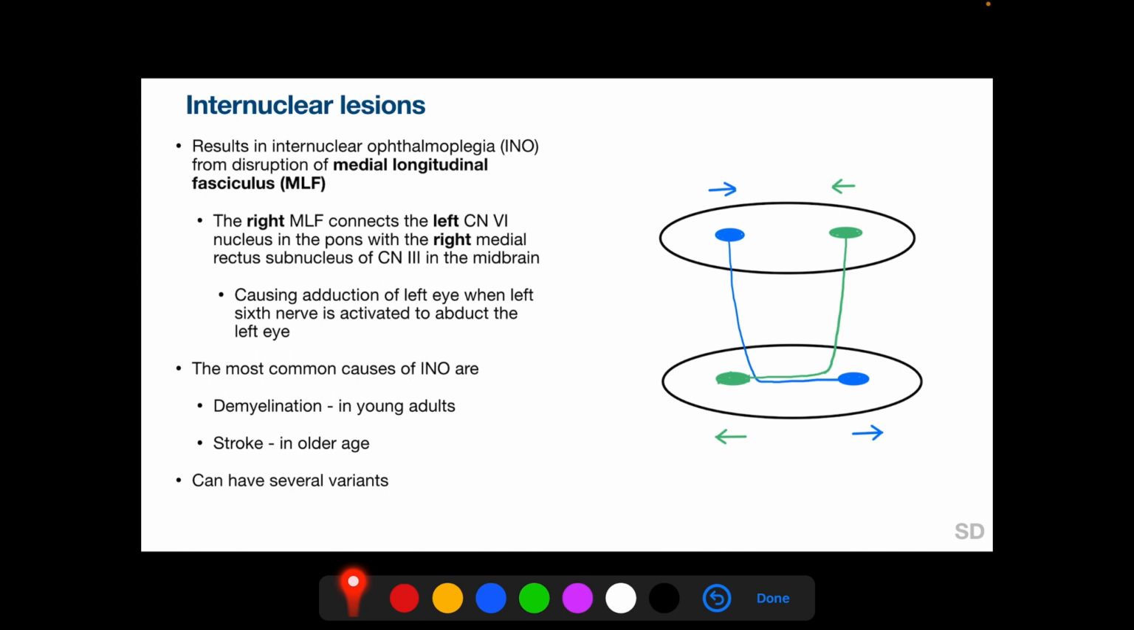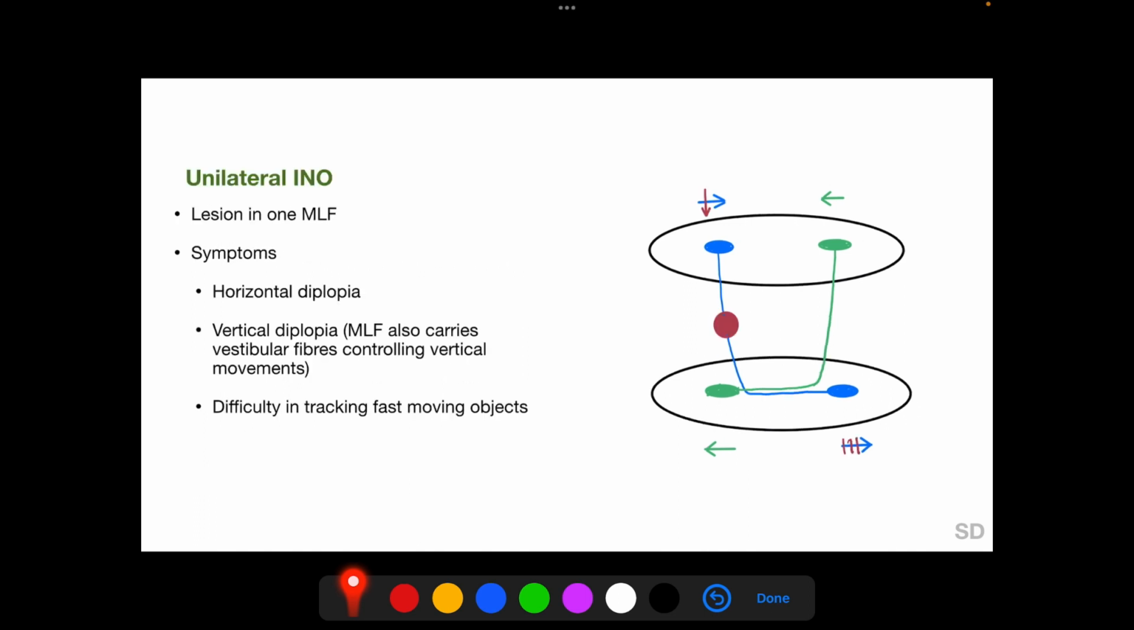The most common causes of disruption of the MLF causing an INO are demyelination in young adults and stroke in older age. An INO can have several variants, as we will be discussing in the subsequent slides. Unilateral INO arises from a lesion in one medial longitudinal fasciculus, and the symptoms of unilateral INO include horizontal diplopia and difficulty in tracking fast-moving objects.